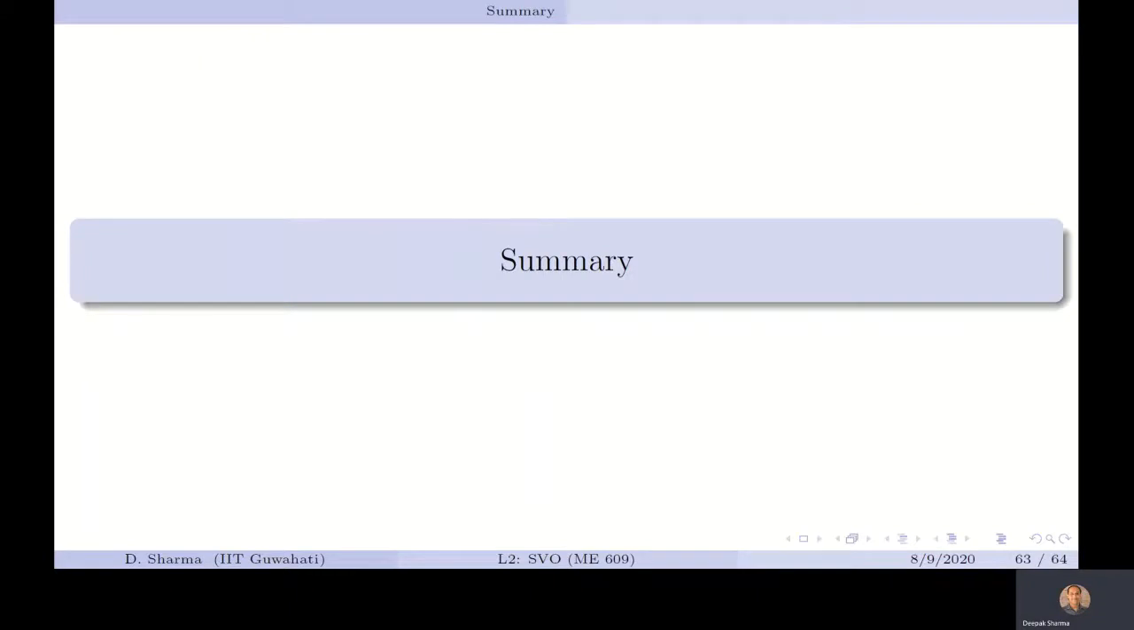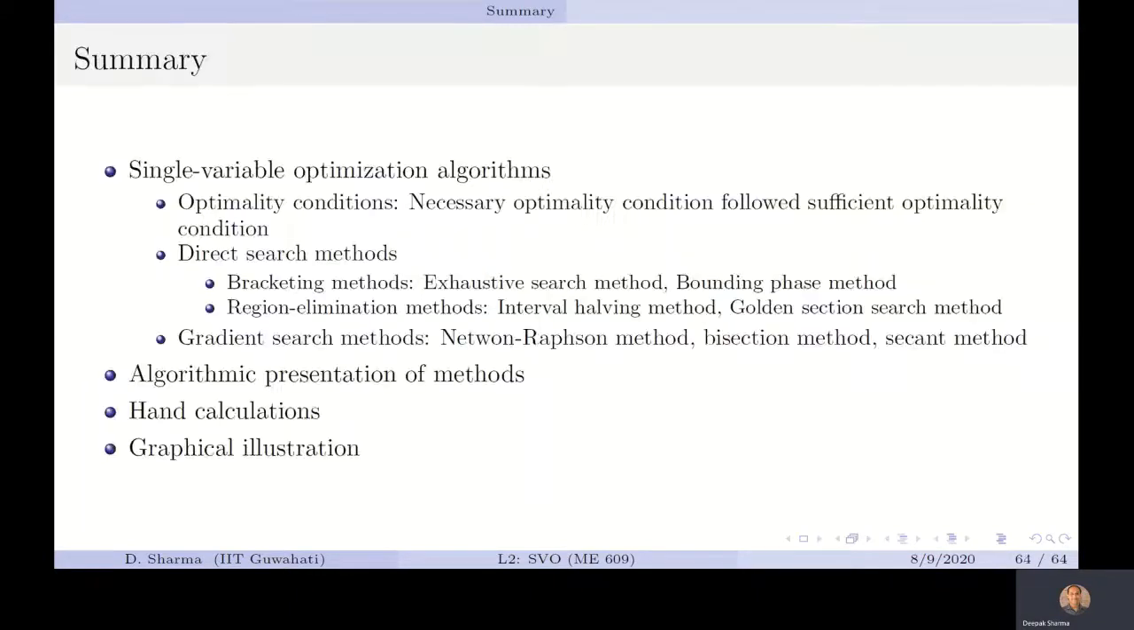So now I have come to the conclusion. In this chapter, we have gone through single variable optimization algorithms. Before starting all those algorithms, we should know the optimality conditions. These are the basics that everyone should know. So we have gone through the necessary optimality condition followed by the sufficient optimality condition. We proved those conditions using the Taylor series function. We also discussed the geometrical significance of the necessary and sufficient optimality conditions.